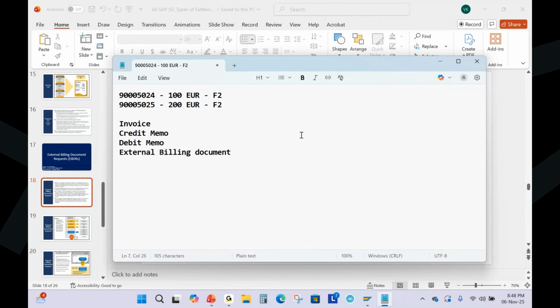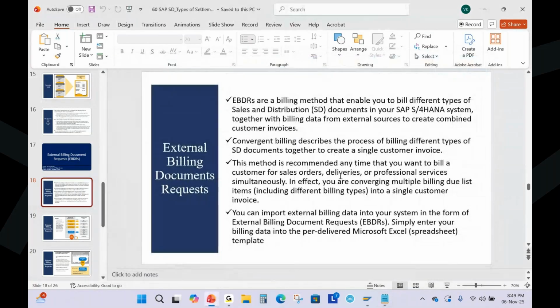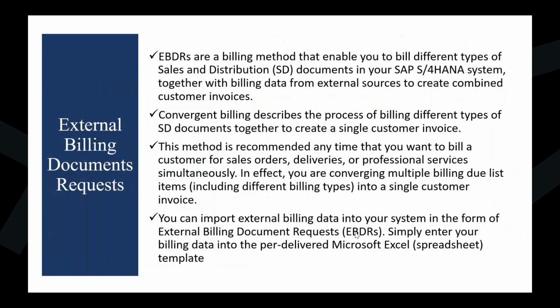So how to create? First we need to create this billing document in our SAP system. That's what we are discussing. This is also called convergent billing. Convergent billing describes the process of billing different types of SD documents together to create a single customer invoice. This method is recommended anytime you want to bill a customer for sales orders, deliveries, or professional services simultaneously.